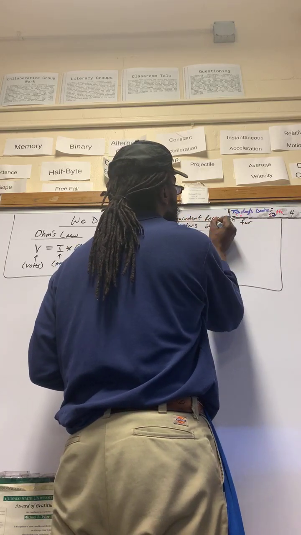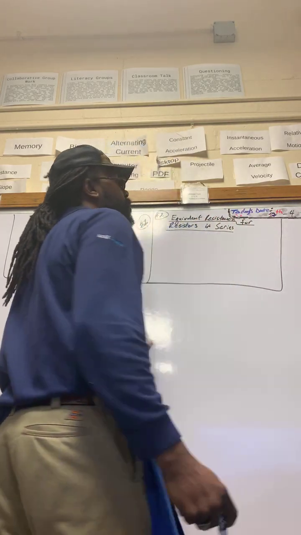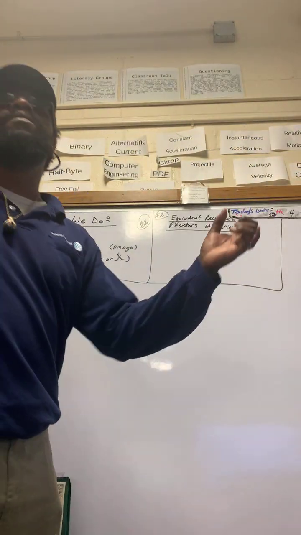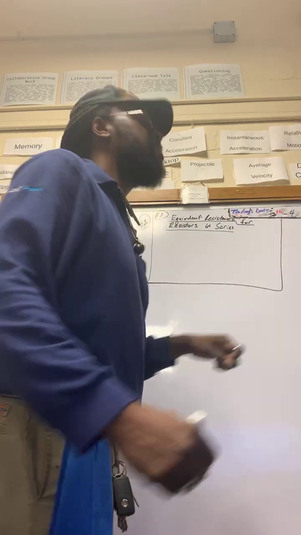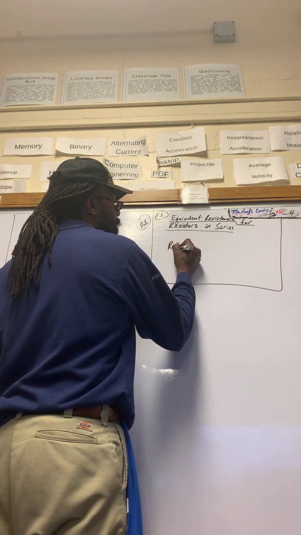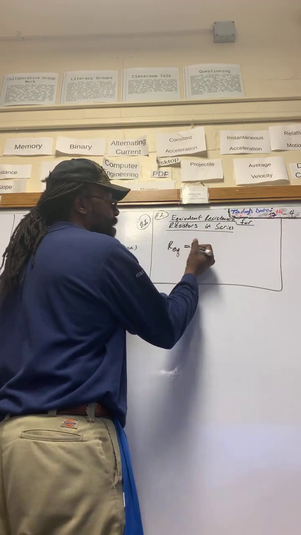Right? And what does that equation look like? Well, it's just pretty much a linear equation. It adds everything up based upon how many resistors you got. So equivalent resistance means REQ. You want to know how to write that.